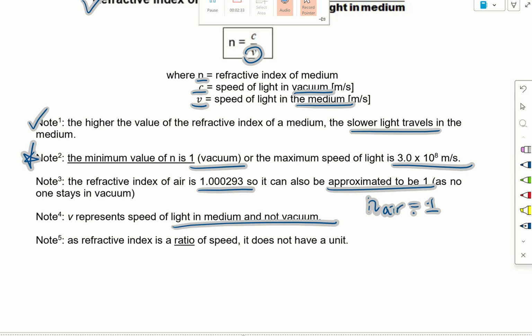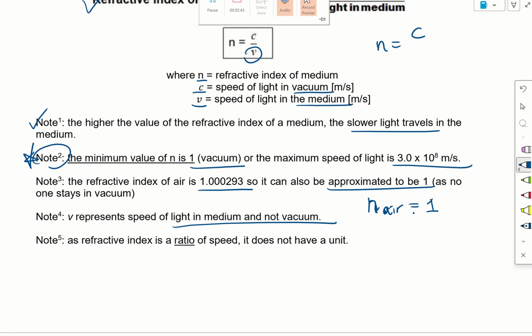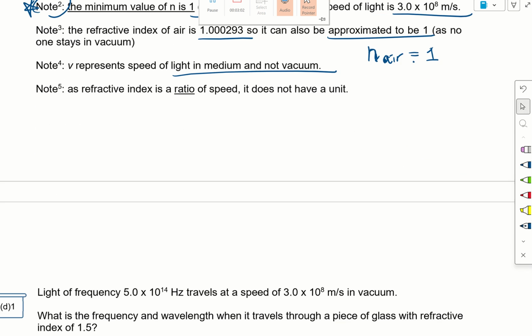Now, going back to point number 2, the minimum value of N is 1, given to vacuum. Nothing can be more empty than vacuum. So if in your calculation you use N equals C over V but substitute the wrong values, that means you mistook C as the speed of light in the medium and V as the speed of light in vacuum, the other way around, you will get a number smaller than 1. Then that is where you know that your formula or your application of the formula is incorrect.